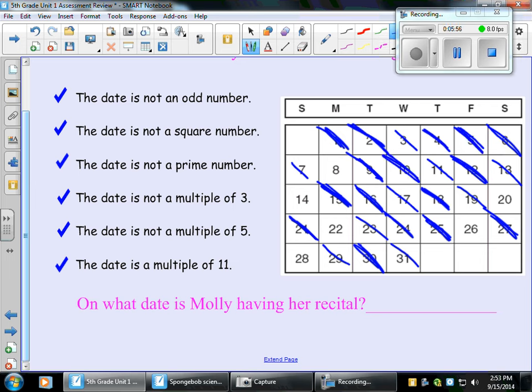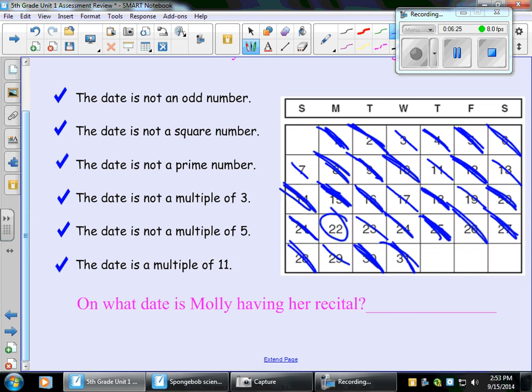5, 10, 15, 20, 25, 30. The date is a multiple of 11. Well, 8 can't go into 11. 14 can't go into 11. 11 can go into 22, I apologize. 11 can't go into 26. 11 can't go into 28. Looks like we're left with 22.